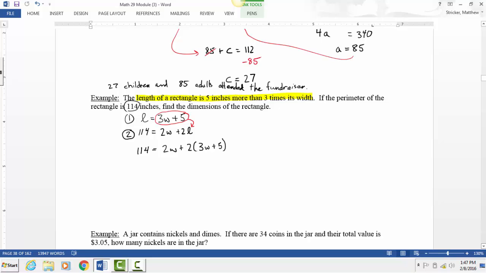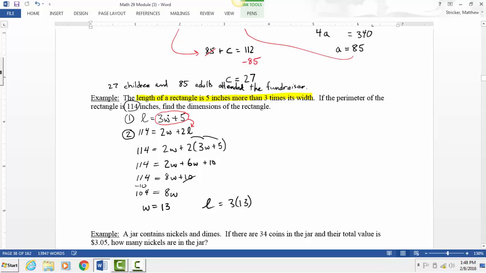Actually, let's go ahead and finish this one. So this one is 2W plus 6W plus 10, if we distribute there, equals 114. This is 8W plus 10 equals 114. This is 8W. If we subtract 10 over to the other side, it is 104. And if you divide 104 by 8, you get 13. You get W equals 13, and the length is just 3 times that 13.